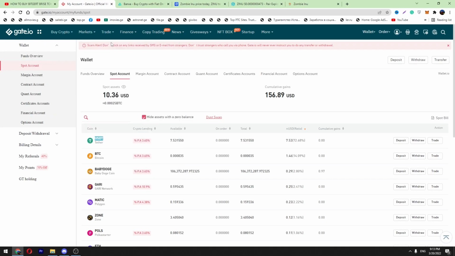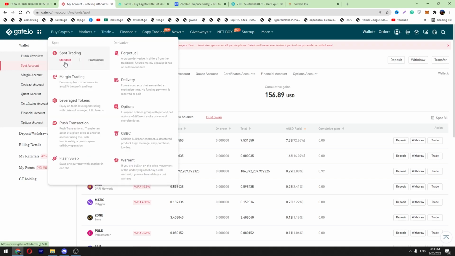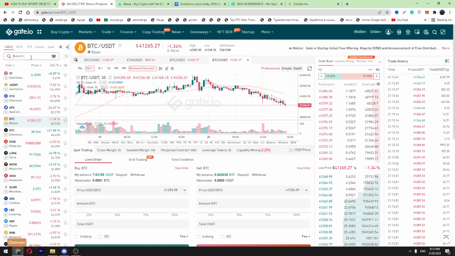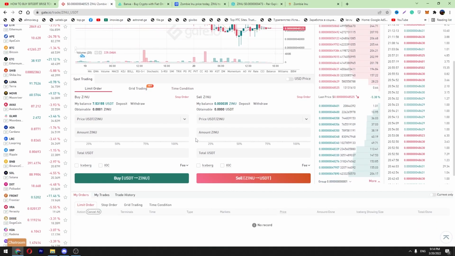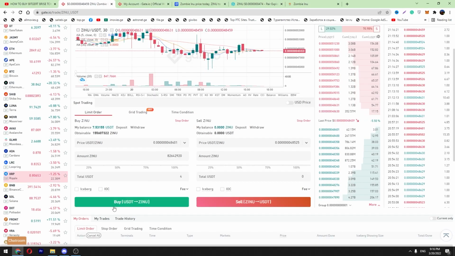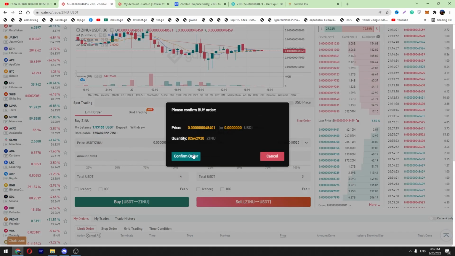To buy Zombie Inu, you should go to Trade and Spot Trading. In the search bar, type Zinu. And here in this gap, you should enter the amount of USDT you are going to pay. And this is the amount of Zombie Inu tokens you will receive. Then you should click buy and click confirm order.